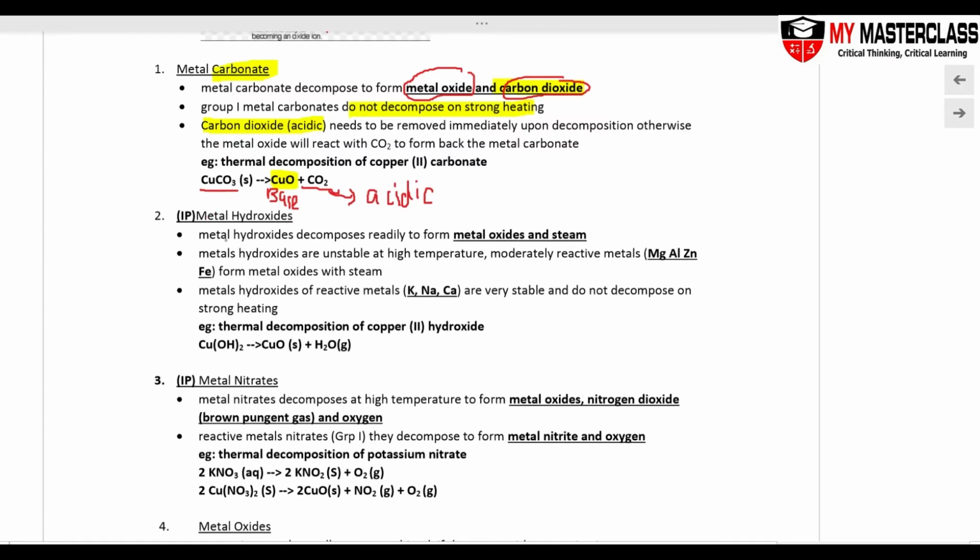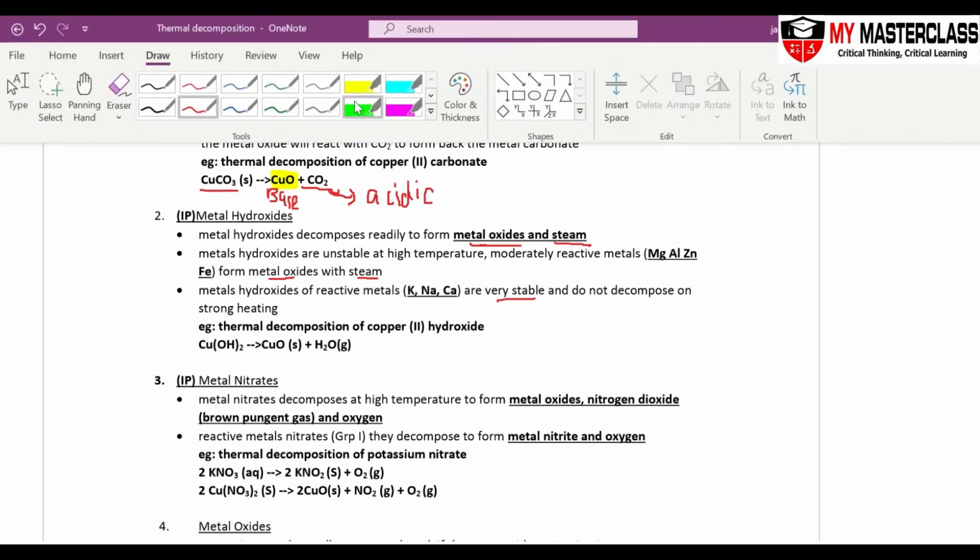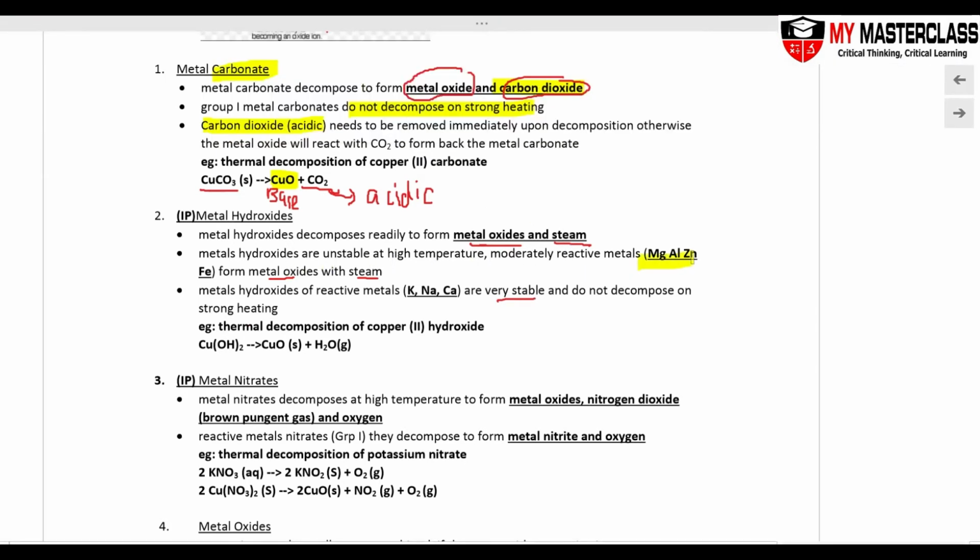Metal hydroxides. Okay, metal hydroxides will decompose to the metal oxide and steam. Metal hydroxides are unstable at high temperature, so moderately active ones will form the oxides and steam. Group 1 metal hydroxides are very stable, they do not decompose. So the important idea here is that the group 2, group 3 and transition metal hydroxides will decompose to the oxides and steam. So if I have Cu(OH)2, the copper hydroxide, it will give me the copper oxide and H2O.